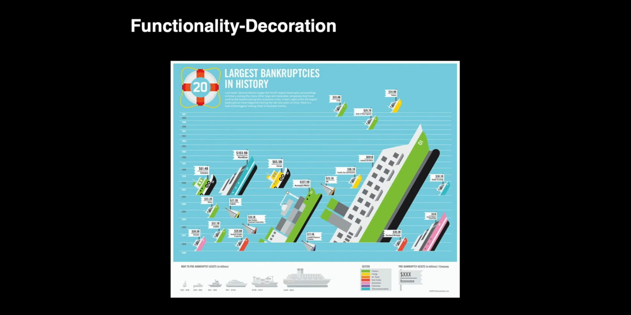So here's the information graphic displaying bankruptcy data again. So the elements in this visualization and this information graphic, in my opinion, are much more decorative rather than functional. The ships themselves, although the size does represent the value of the data, the accuracy isn't 100% correct. So this is more decorative than functional.